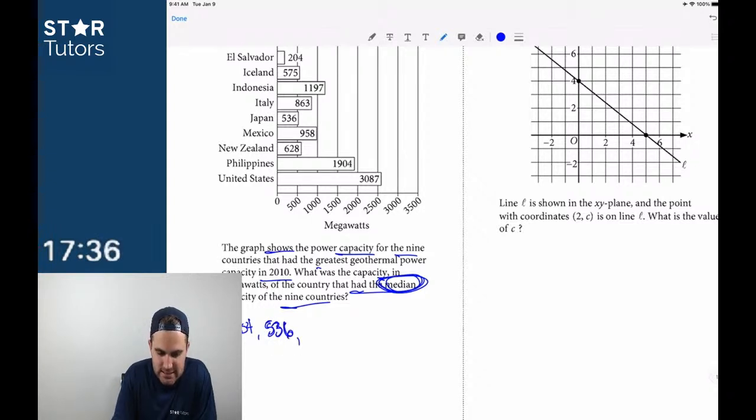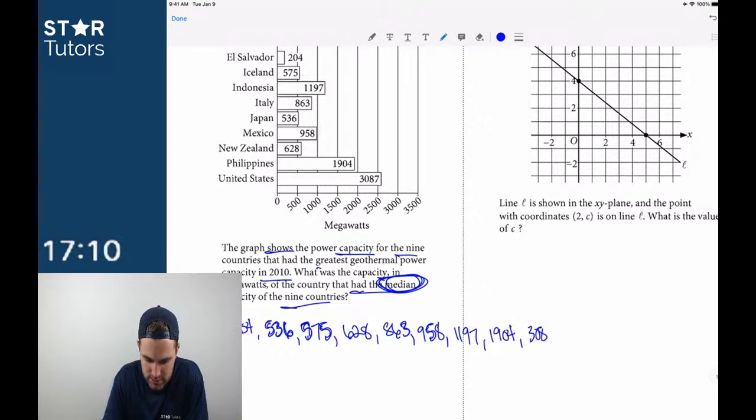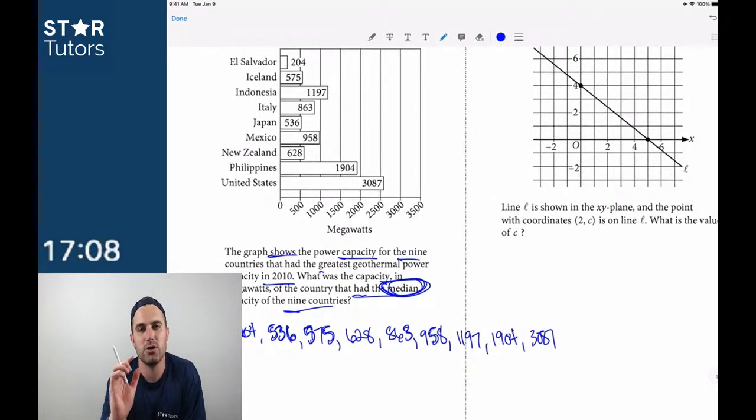536. Is this going to take us that long? No. Is it going to take us longer than if we tried to do it in our head? Yes. But is there a chance, a very low chance now, that we make a simple mistake? Yes. 628. What's next? 863. 958, I think. 1197, 1904, and 38.7. And always, after you've written them out on the median, count up how many you have.